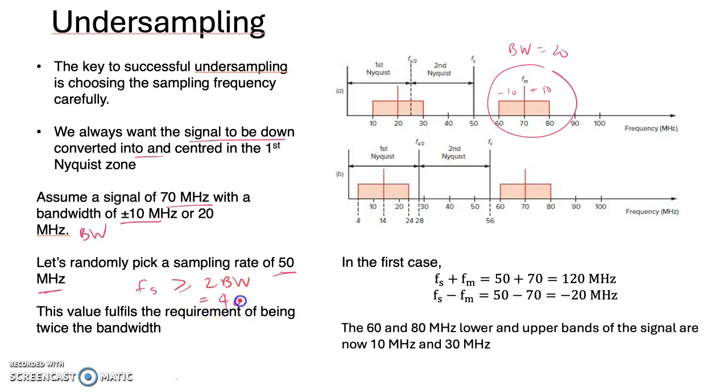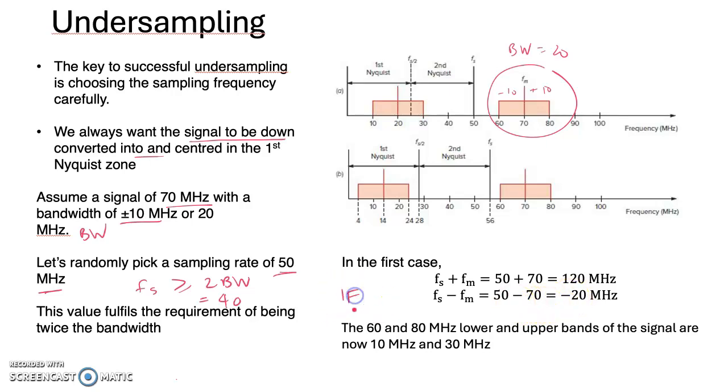So this is 40. I am picking something above 40, which is 50. It still fulfills the Nyquist requirement. So this value fulfills the requirement of being twice the bandwidth. So in the first case, we will have Fs plus Fm, our sampling rate plus 70, which is 120, and Fs minus Fm, which is 50 minus 70.